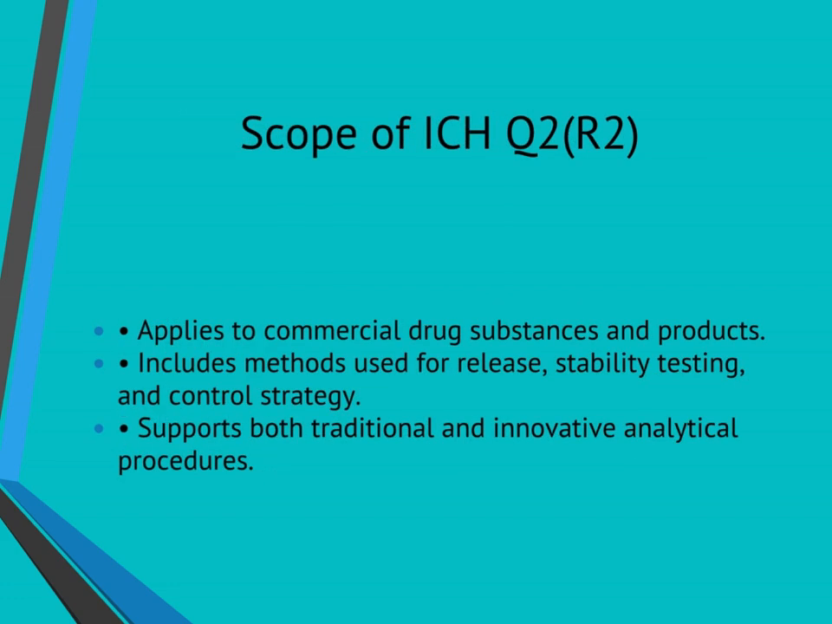The scope of ICH Q2 encompasses analytical procedures used for release and stability testing of both drug substances and finished pharmaceutical products. It also applies to methods used as part of the control strategy under ICH Q10. Importantly, Q2 is designed to be phase-appropriate, meaning it can be used from early clinical development to commercial production. This ensures that analytical procedures are validated with the same rigor regardless of development phase, supporting flexible yet scientifically justified implementation.